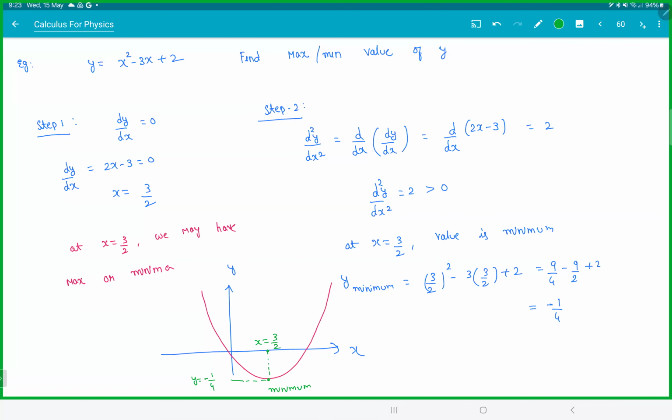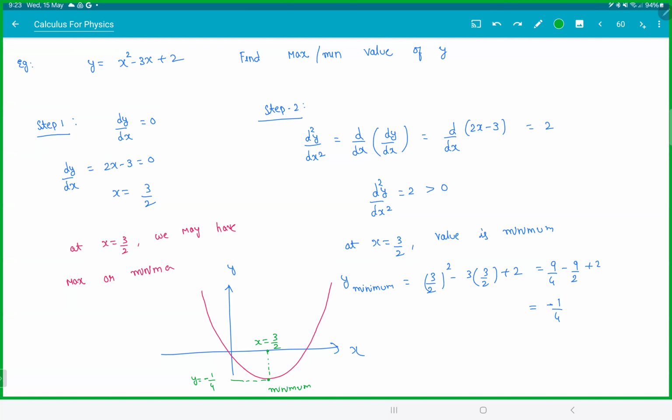Are you getting the geometrical interpretation? So if you draw y is equal to this graph, it looks like this curve, the U shape. It's a parabola basically. So at x is equal to 3 by 2, we are getting a minimum value minus 1 by 4. Basically, it forms a valley at 3 by 2. Are you getting the interpretation of this?